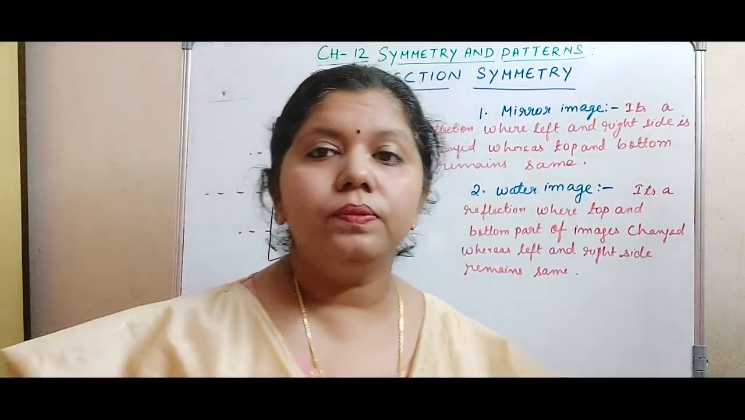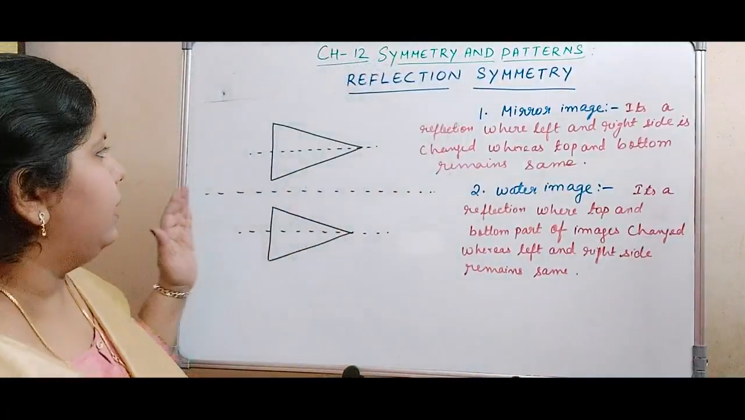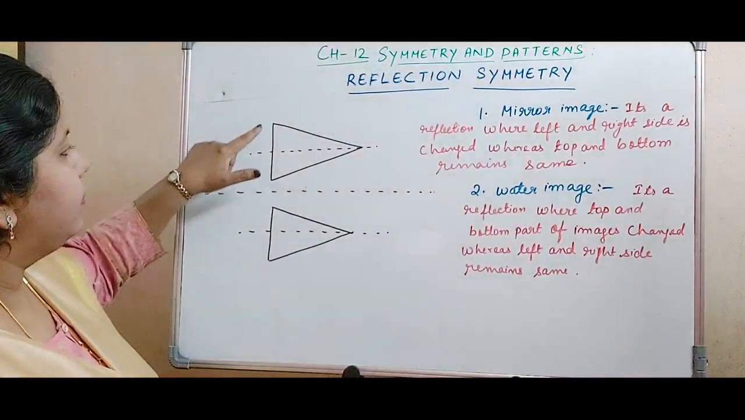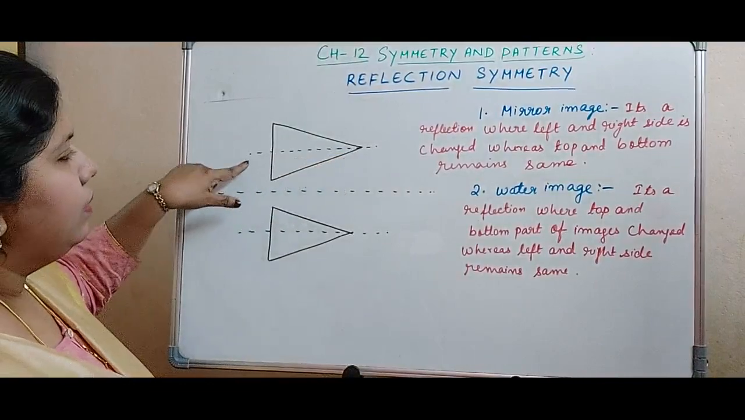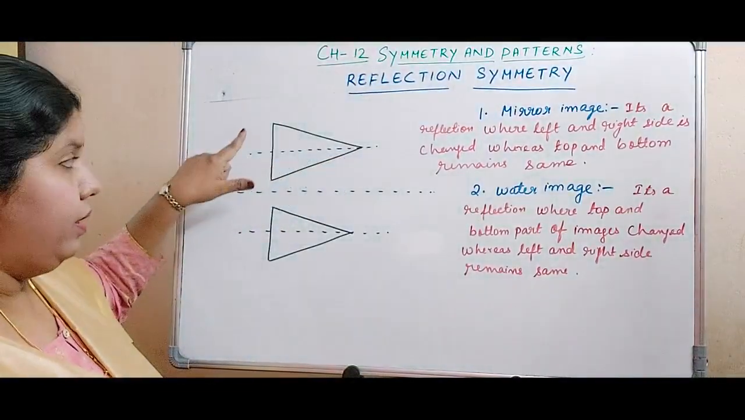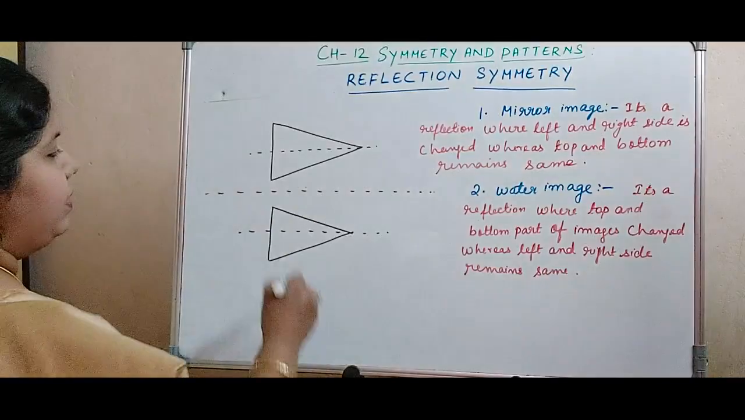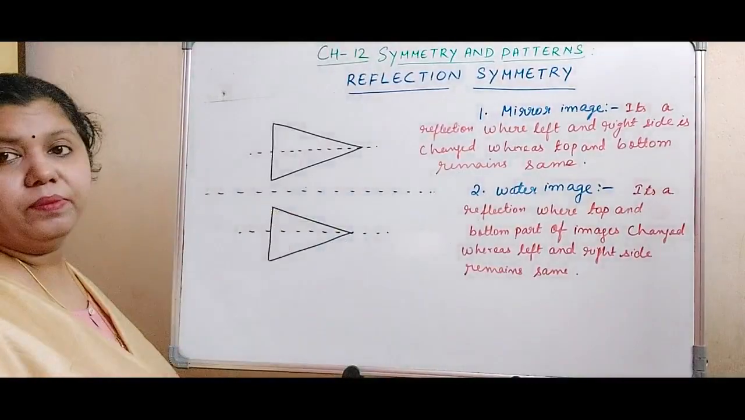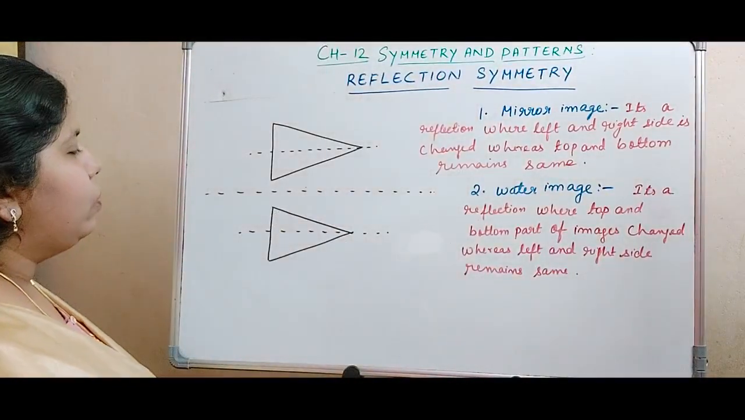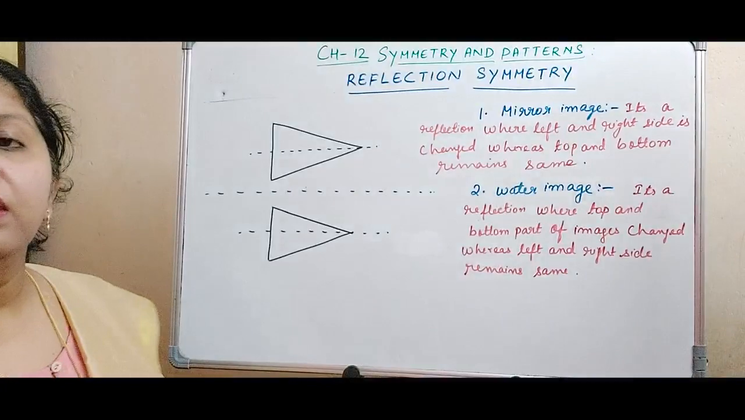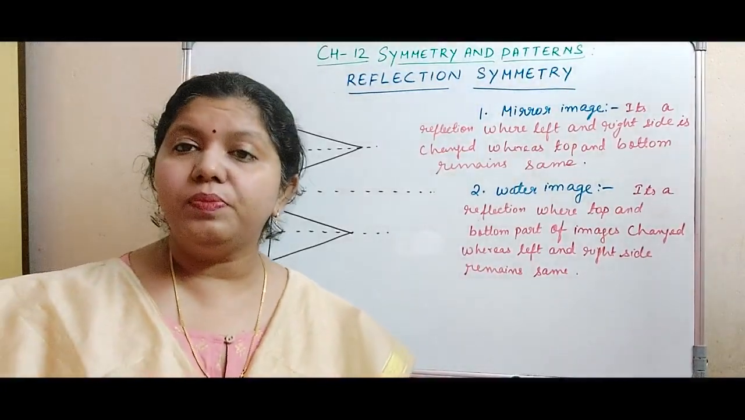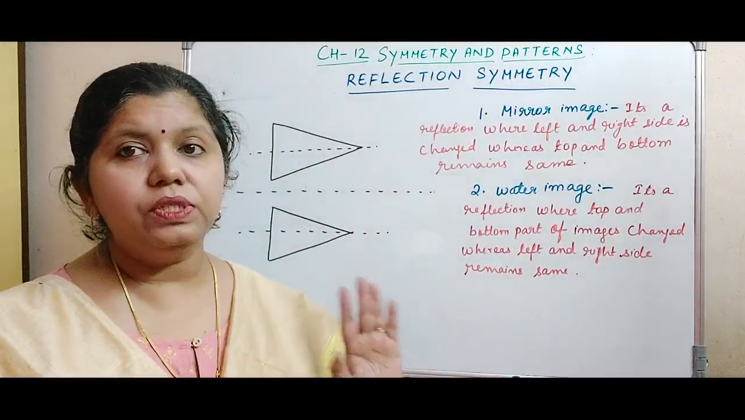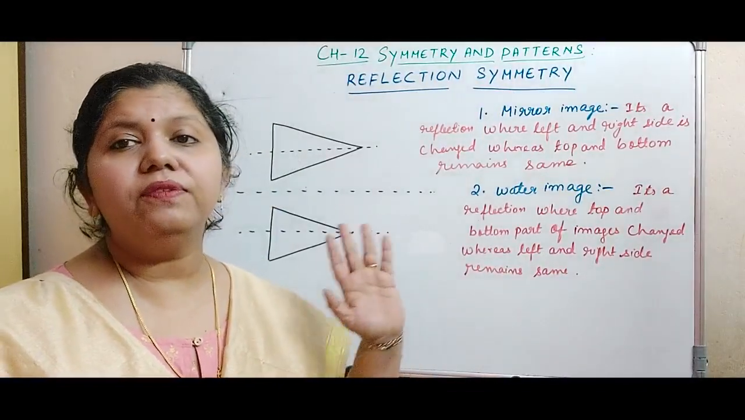Okay, so students, here you see in this figure the same image I have taken: the triangle kept in the vertical position, in the horizontal position, and the mirror in between. So the image that you get is exactly the same. Based on this principle, we have to understand two types of images which are formed in reflective symmetry.